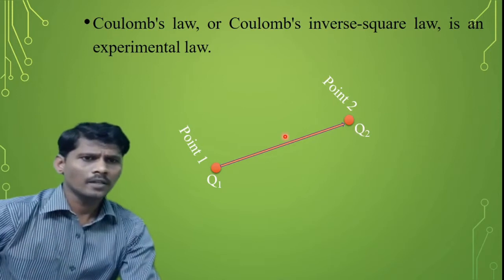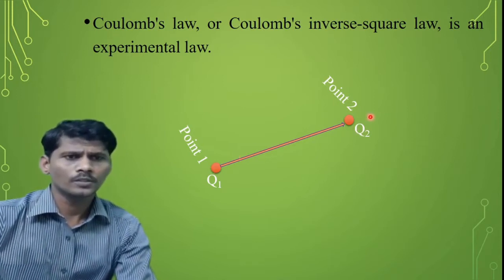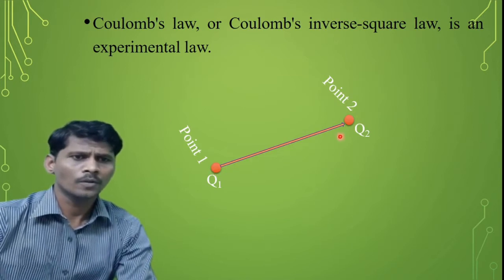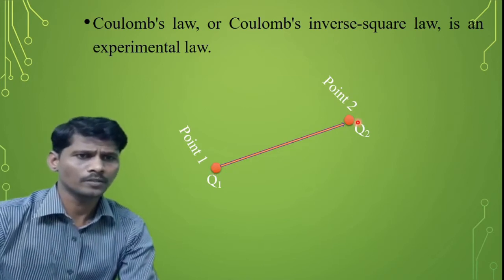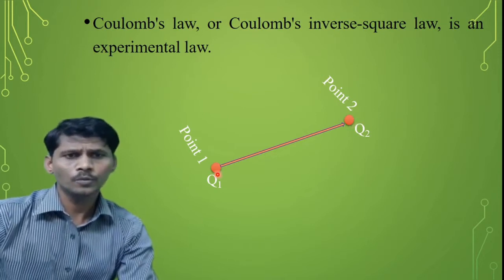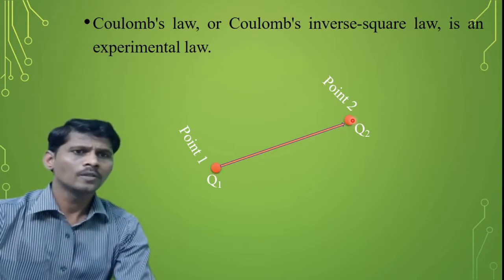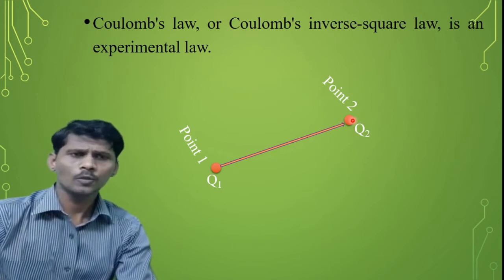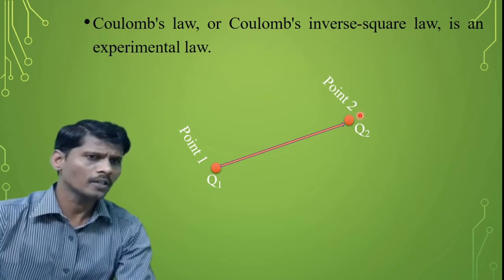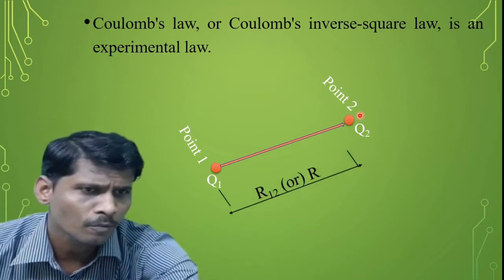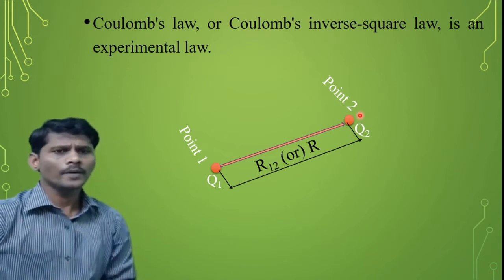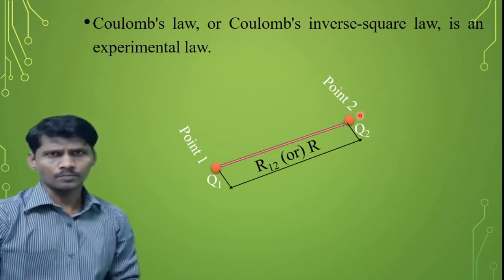Draw the vector line from the first point charge to the second point charge. Now find the force on charge Q2 due to Q1. Determine the force F12 bar on charge Q2 due to Q1. Along this direction, the force is F12 bar, and the distance between the two point charges is R12.